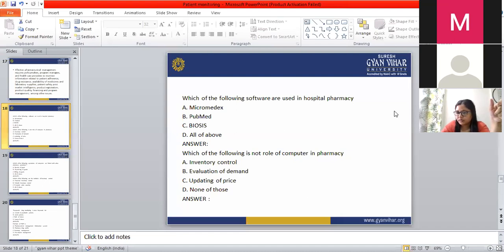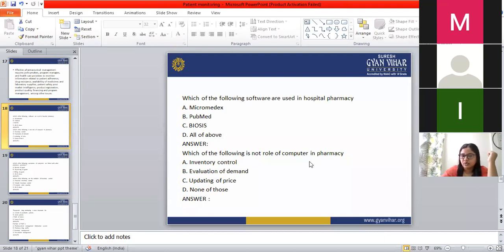Yeah, Ibrahim Musa, tell me the answer. None. Yeah, none of those, because inventory control, evaluation of the demand, updating of the price, all is done by the computer in pharmacy. Okay, so the answer is D.